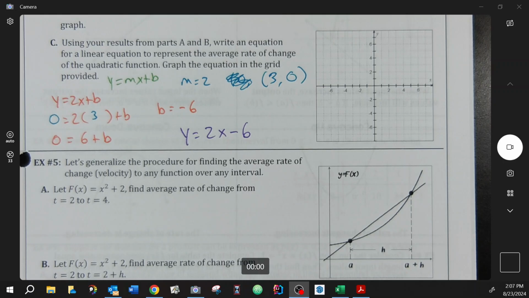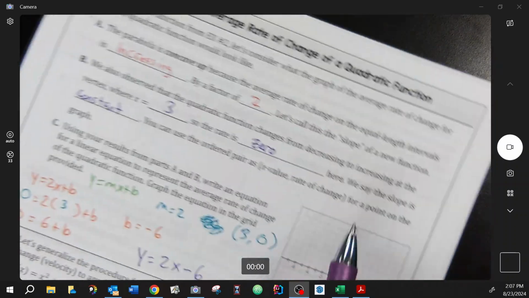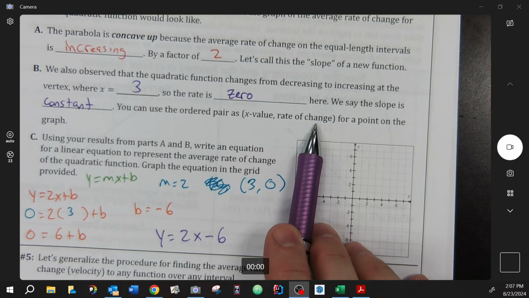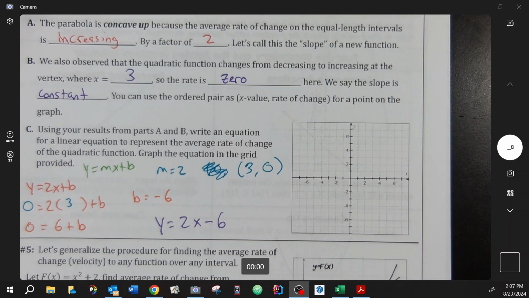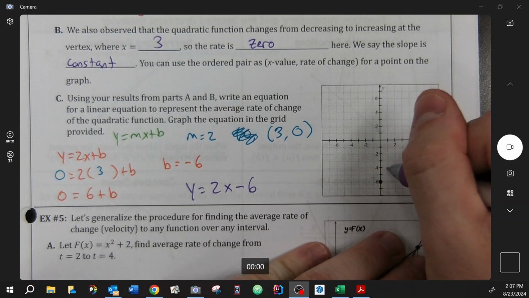Why is it 0 and not -4? That's the y value. Yeah. But this isn't x comma y, this is x comma rate of change. Let's plot this. Crosses here and has a slope of 2.